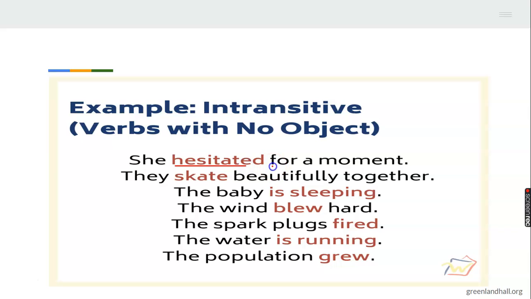Hesitated. What I have here is not an object. Here also, skies. This is the verb. This is not an object. Beautifully is an adverb. The baby is sleeping. No object. Blew, verb. This is not an object. This is an adverb. How? Loud. The spark plug fired. Verb, no object. The water is running. Verb, no object. Population grew. How? Rapidly. This is a verb that has no object.